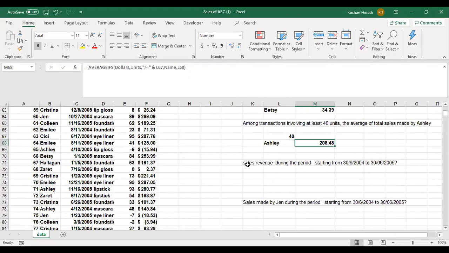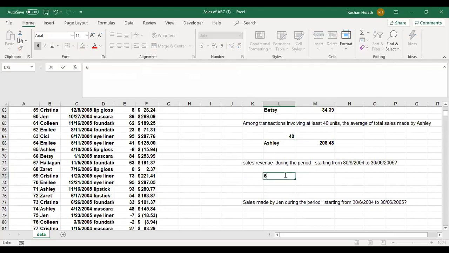Then we have sales revenue during the period starting from 30th. So this has to be put into the correct format. So the month comes first. 6th, that is a month. Then we have the date next, then we have the year. Then again, the month should come first, then the date next, and then the year. So we may take that, right?